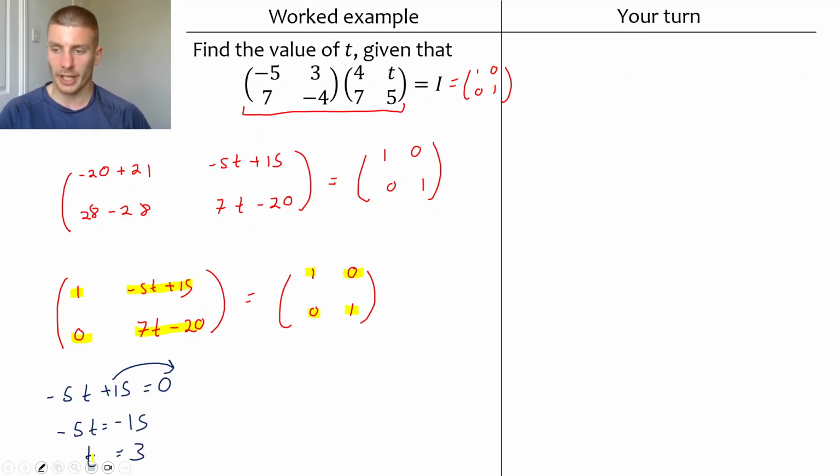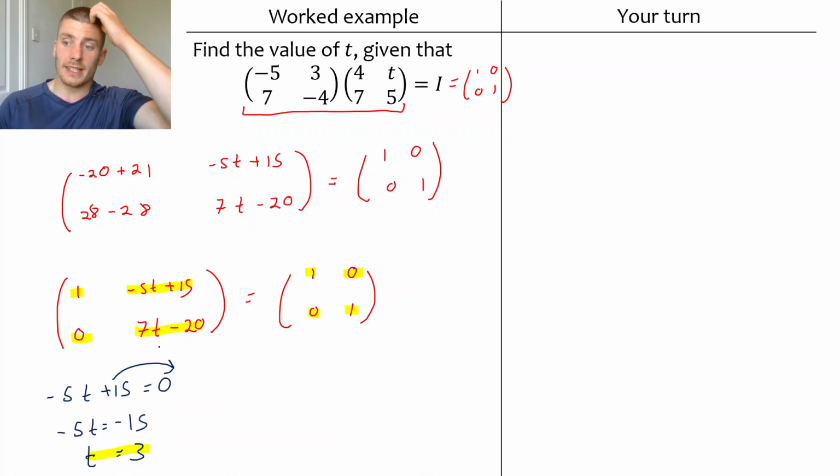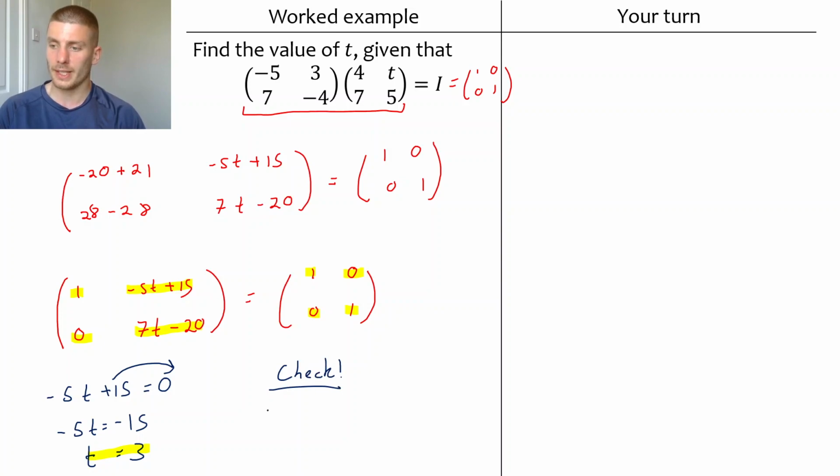We're just going to double check it over here. It should also be the case that 7 times 3 take away 20 gives you 1. Let's double check it. So over here, if this is true, 7 times our t value, which is 3, take away 20 should be equal to the bottom right term, which is 1. 7 times 3 gives you 21. Take away 20 does indeed give you 1. So t must be correct.